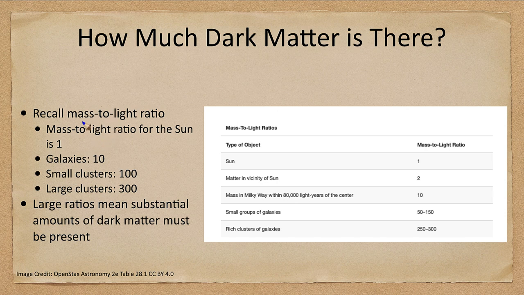How much dark matter is there? Well, if you recall the mass to light ratio we talked about, for the sun, it is defined to be 1. In many galaxies, we see values of around 10. That's for like our Milky Way. For small clusters of galaxies, it's 100. For large clusters, it's 300. Note how it's increasing. These large ratios mean there are substantial amounts of dark matter present. And that has to be there.